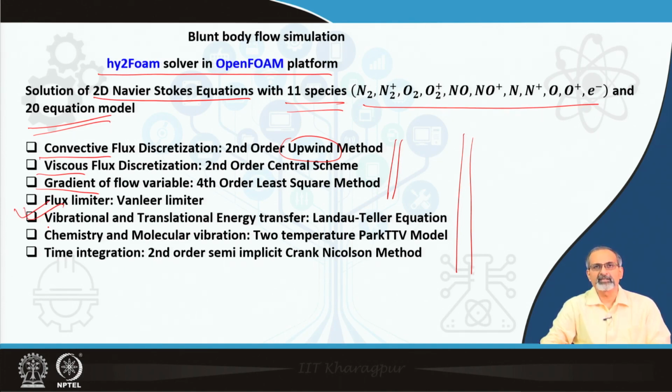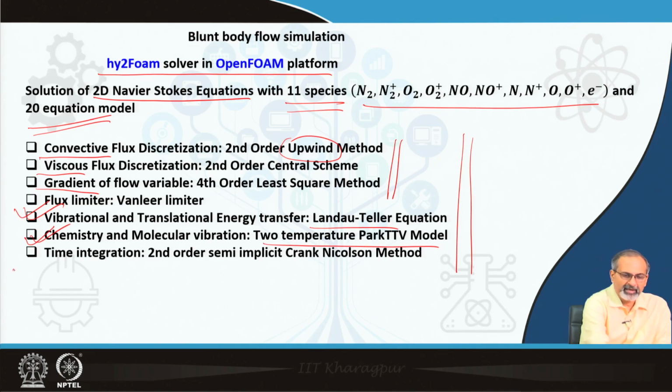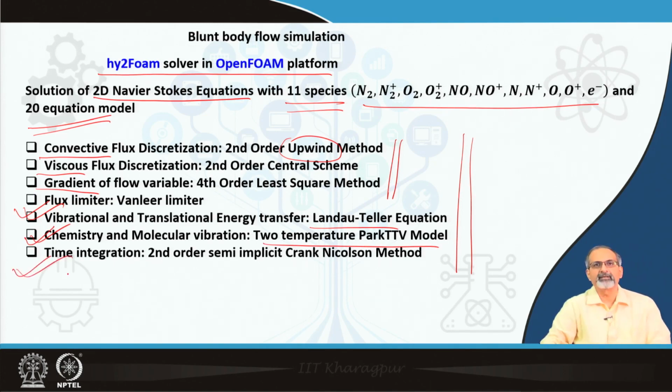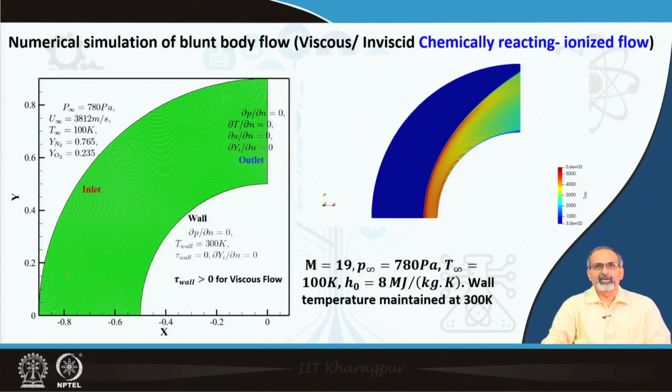Vibrational and translational energy transfer is handled with the Landau-Teller equation, and chemistry and molecular vibration are tackled with the two-temperature Park model, which we have discussed at length earlier. The equations are time integrated using a second order accurate semi-implicit Crank-Nicolson method. So, these are some of the details of the numerics, and we will now take a while to look at what kind of geometry we are looking at.